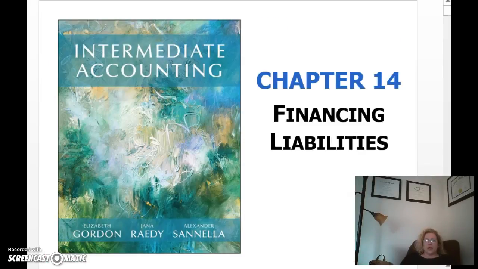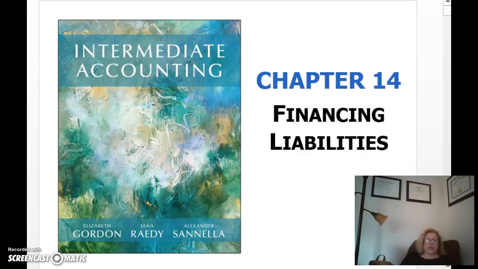Chapter 14 covers financing liabilities. Liabilities are a multifaceted topic, and accurate recording of those liabilities is an important aspect of financial reporting. In this chapter, we start with a discussion of two types of long-term liabilities, namely notes payable and bonds payable. Learning Goal 1 describes and illustrates the accounting for notes payable.